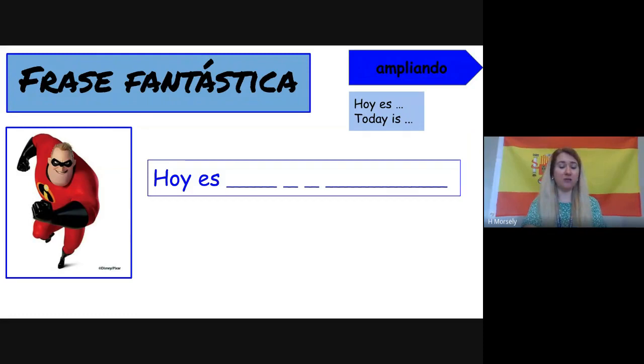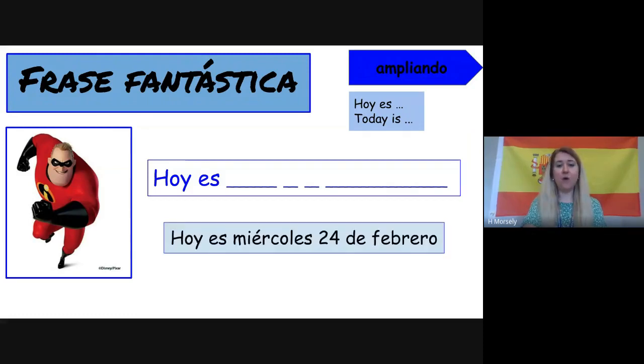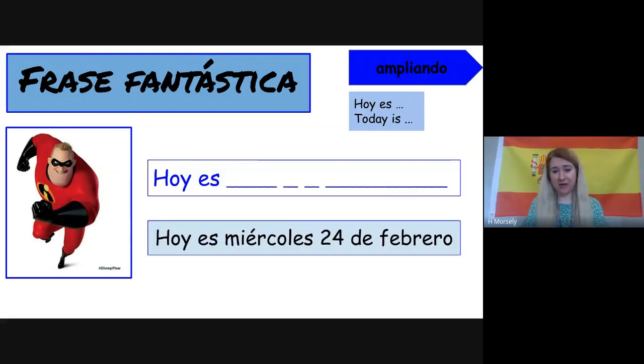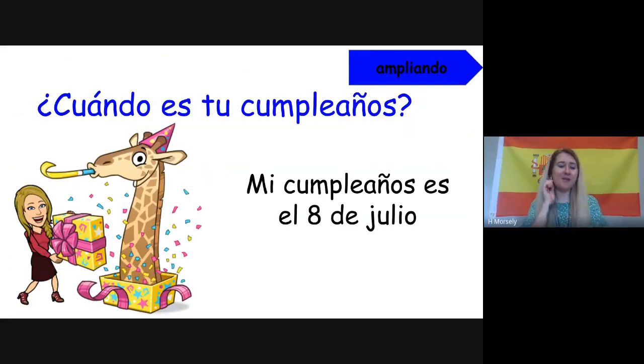So hopefully your work should look something like this. Hoy es miércoles, Wednesday, 24th, 24, but we haven't got that far with numbers yet, so I don't expect you to know that, so don't worry. De, the preposition de, of febrero, February. Perfecto. So what I want to know now is, ¿cuándo es tu cumpleaños?